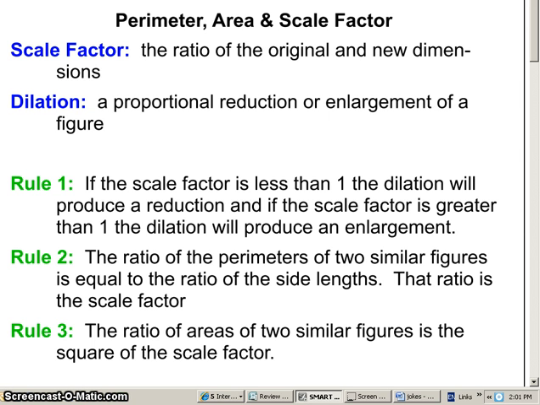So we have 2 definitions here and 3 rules to remember. First of all, the scale factor is the ratio of the original and new dimensions. We already know that. It's the same as, remember, model over actual. And our second term here, dilation, is a proportional reduction or enlargement of a figure.